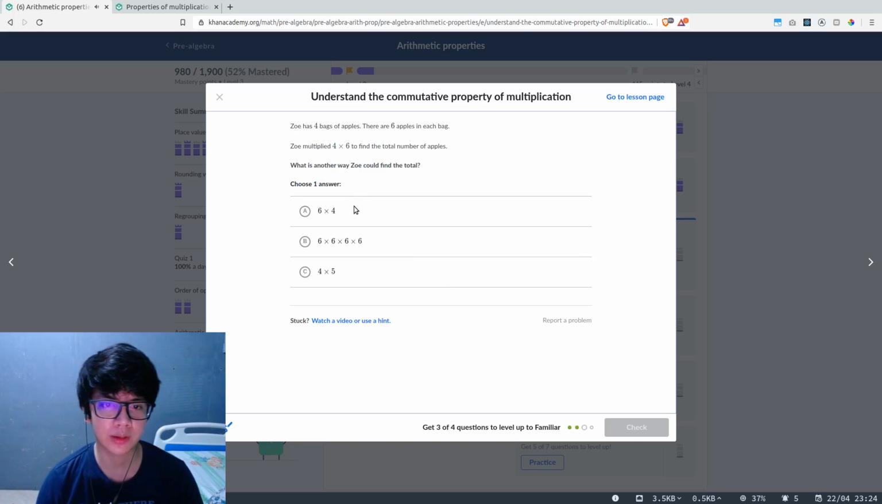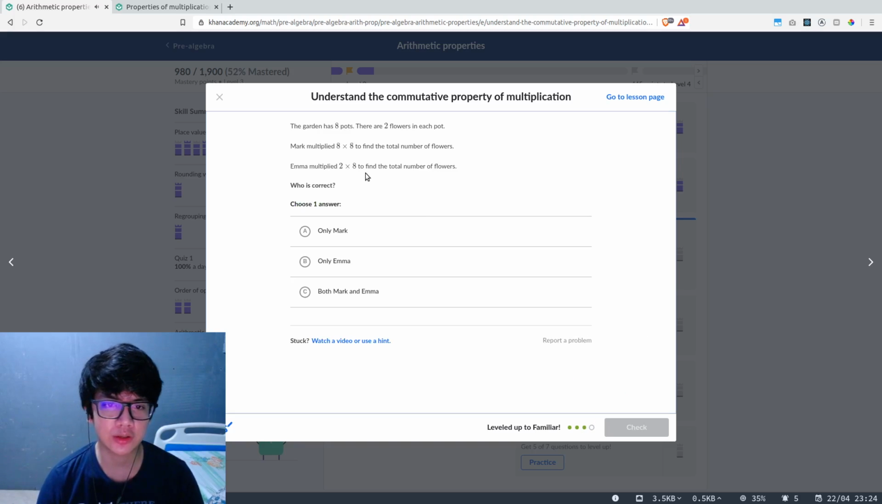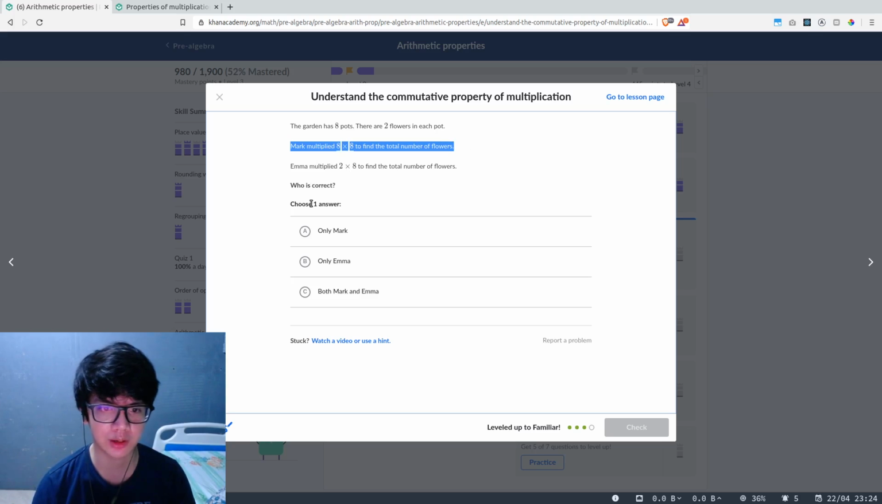Zoe has 4 bags of apples. There are 6 apples in each bag. So I multiplied 4 times 6 or 6 times 4. The garden has 8 pots. There are 2 flowers in each pot. Mark multiplied 8 times 8 to find the total number of flowers. Wait, what? There are 2 flowers in each pot. Emma multiplied 2 times 8 to find the total number of flowers. Okay, only Emma's correct.